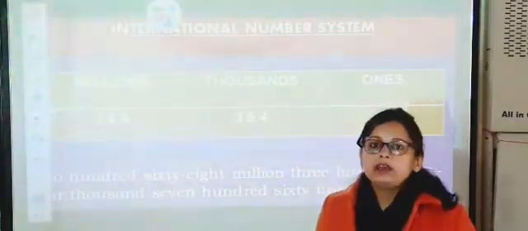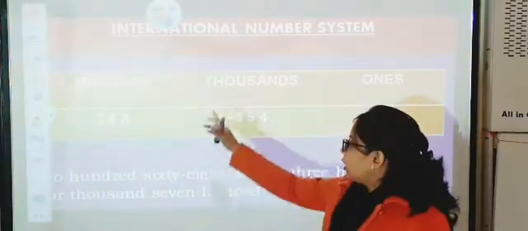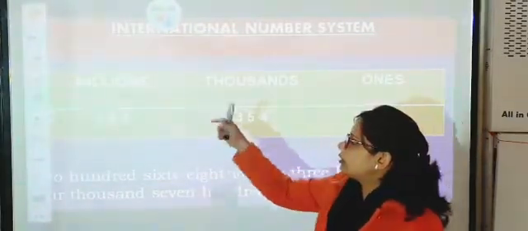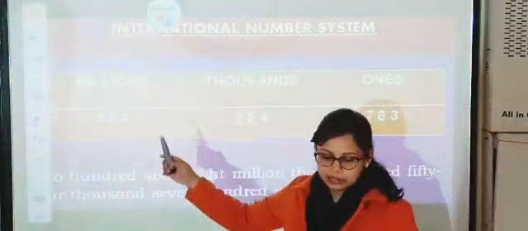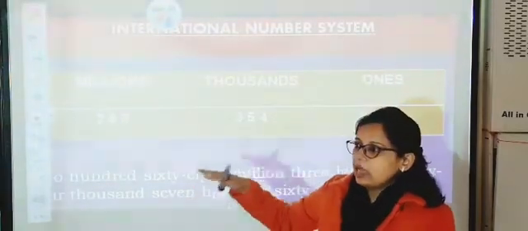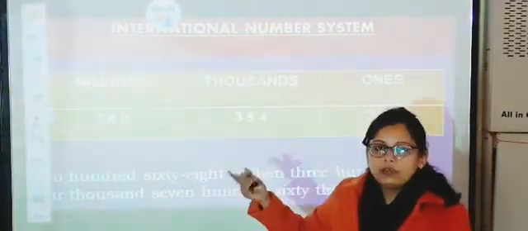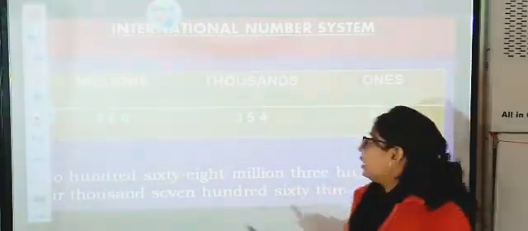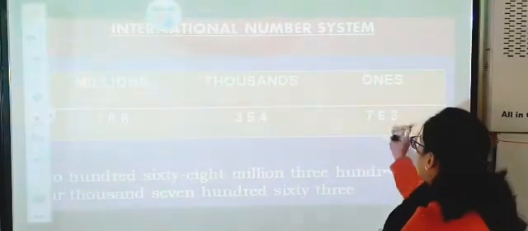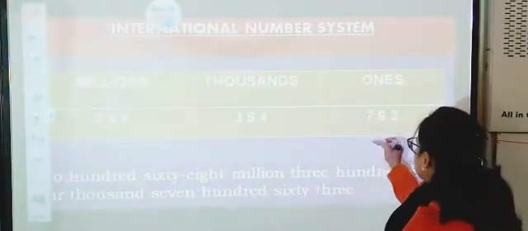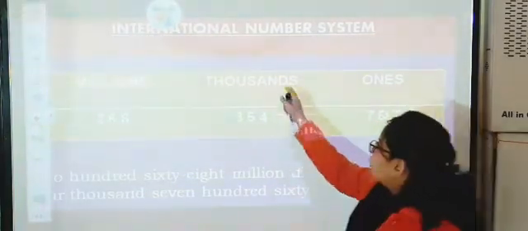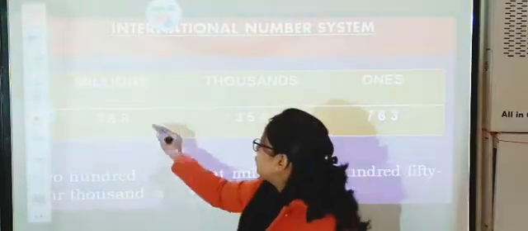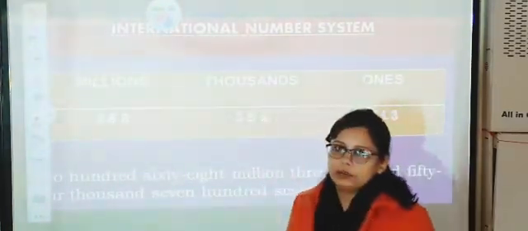So children, unlike the Indian number system, in the international number system we have three groups, or we can say three periods, that are ones, thousands and millions. These groups are further divided into places. The ones group is divided into 3 digits, that is 763. The thousand group also consists of 3 digits and the millions group also consists of 3 digits.